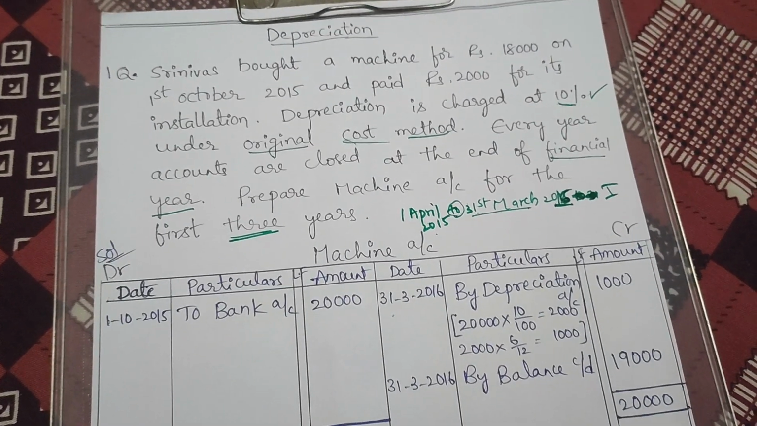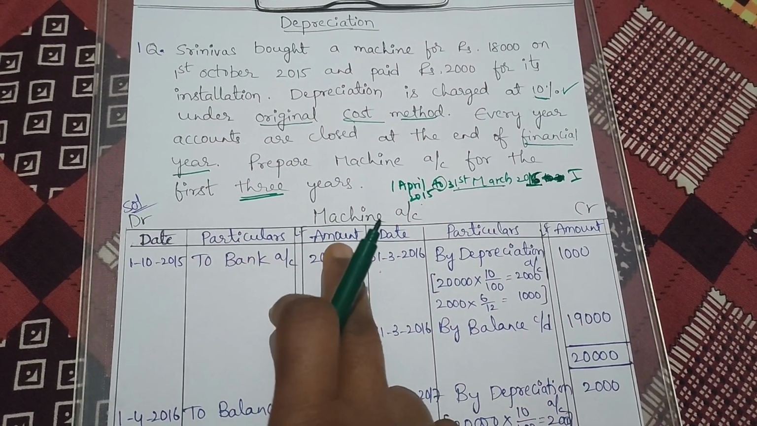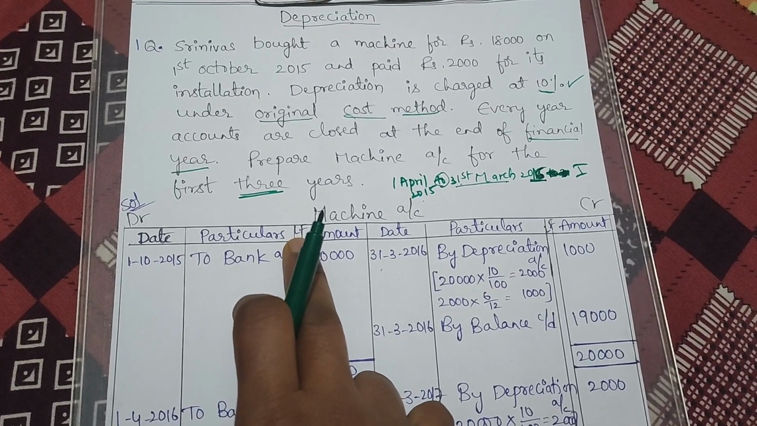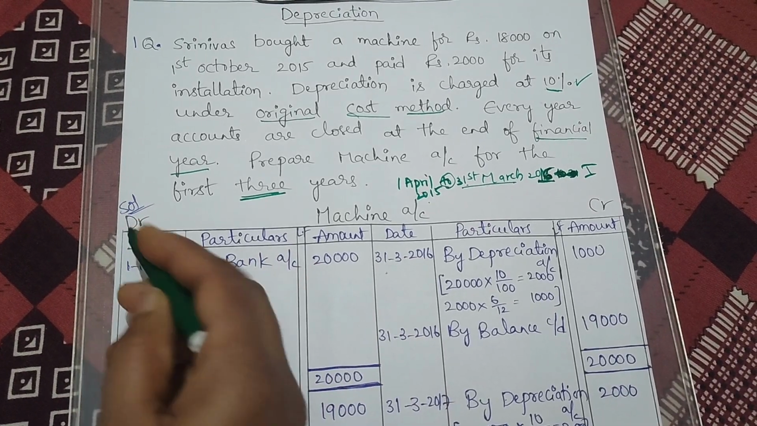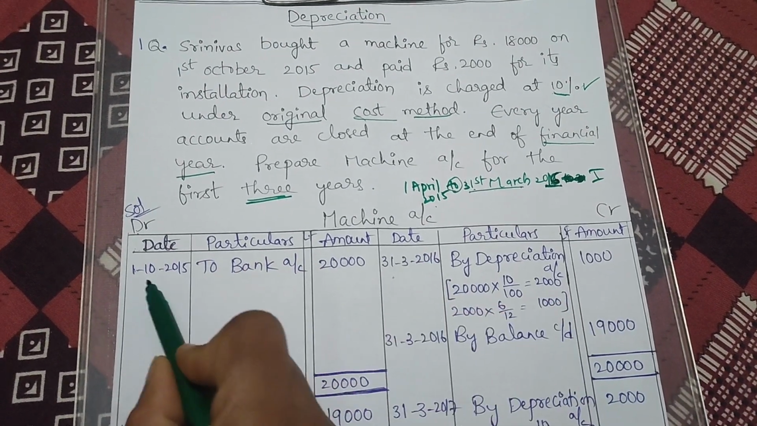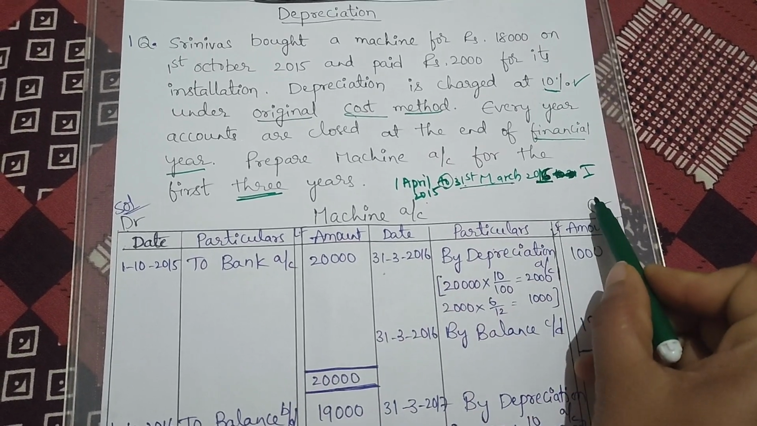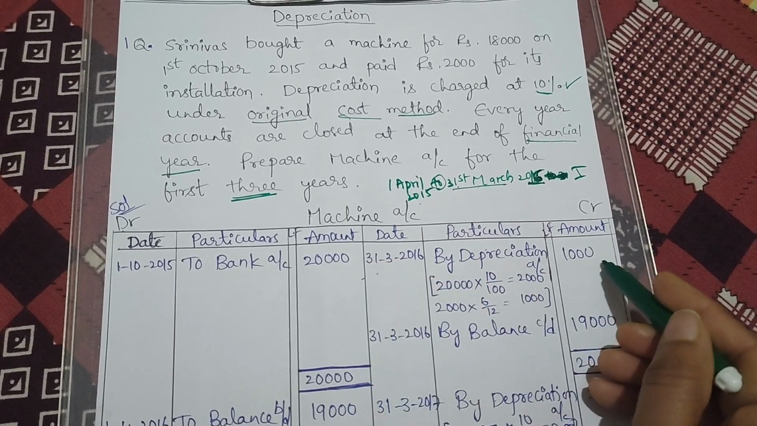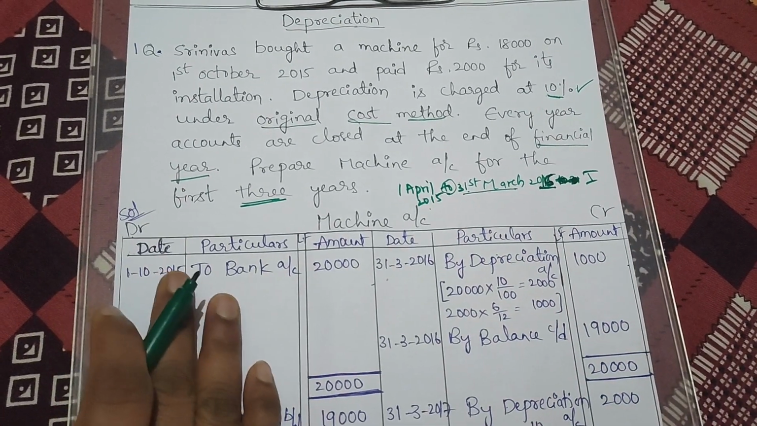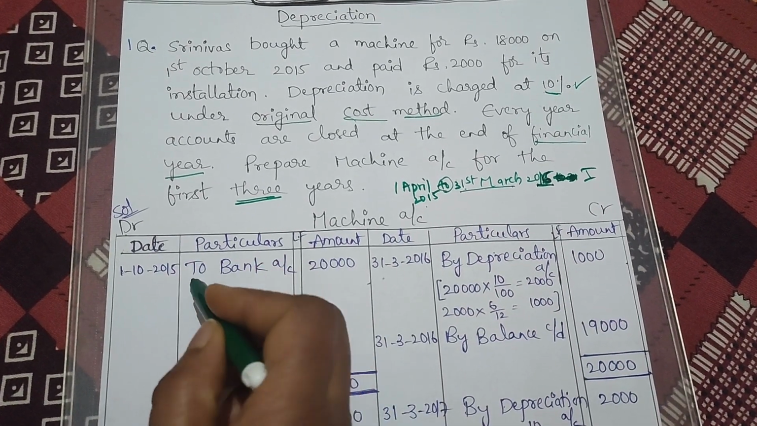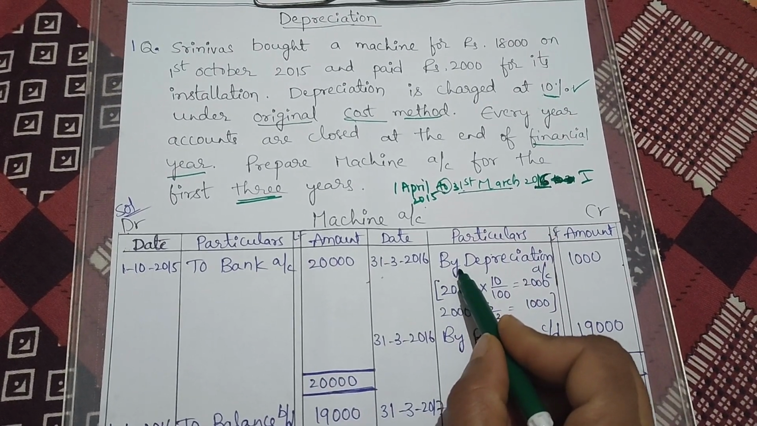So here we have to draw columns like this. Date, particulars, LF. LF means ledger folio, amount. This is called debit side. Next again same columns are going to repeat. Date, particulars, LF, amount. But this is credit side. So Dr and Cr here. On the debit side, whatever items we record we have to start with the word 'To'. On the credit side, whatever items we record we have to start with the word 'By'.